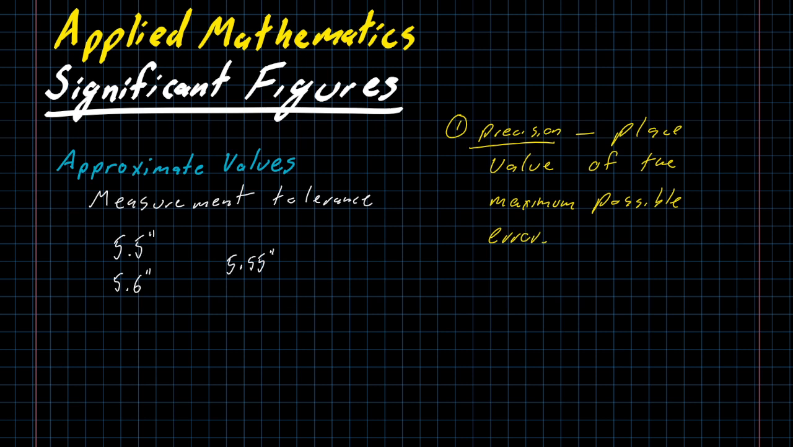That is going to be the place value of the maximum possible error. So just for some study, let's go with this measurement. It's a nice value, a lot of fives. 5.55 inches. If I write down 5.55 inches, you will notice that the smallest place value is this 5, which is in the hundredths place. And by putting the number in this form, we are claiming that the error is less than 1/100th of an inch.